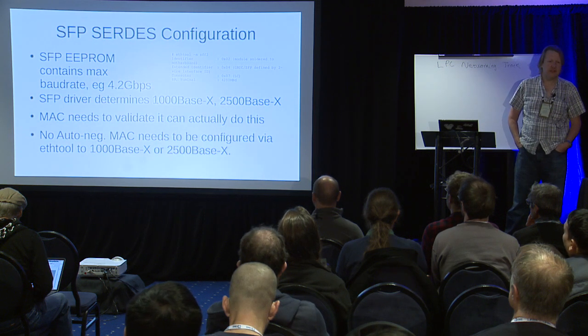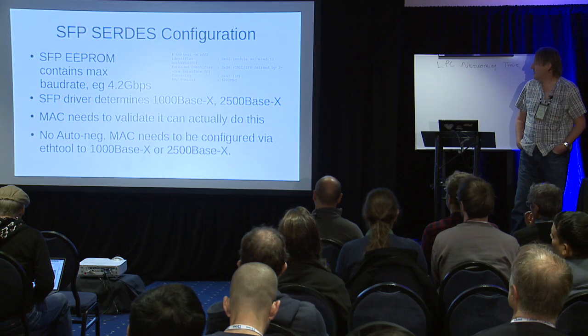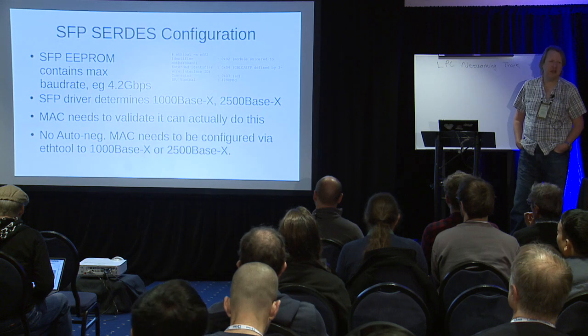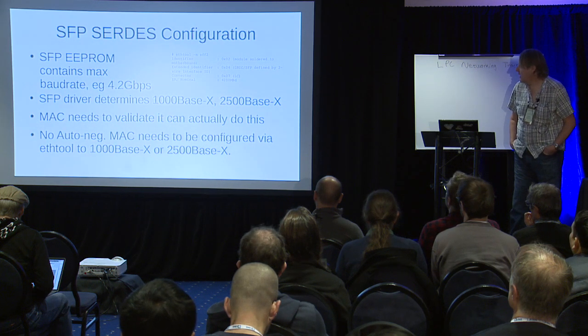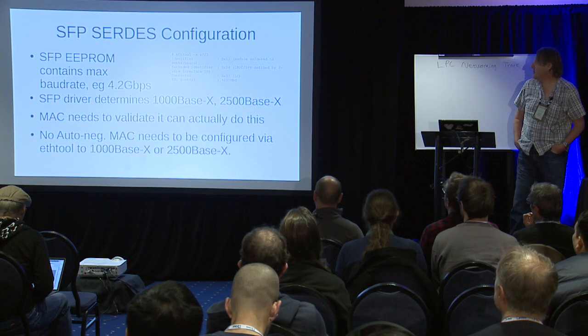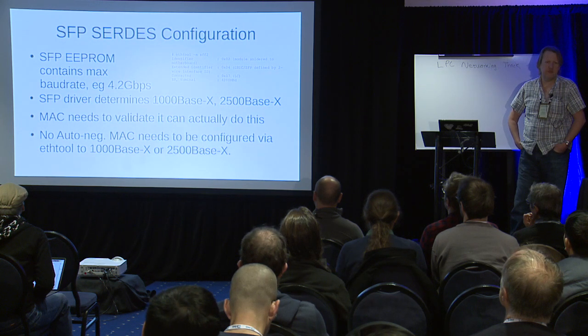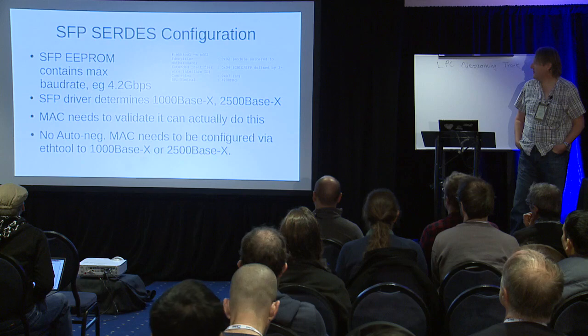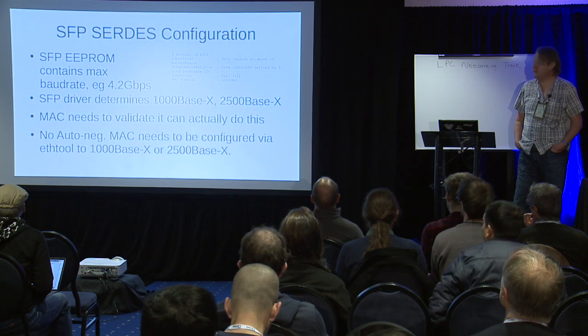You've also got to try and configure these things, in that, again, there's no auto neg. The SFP will tell you a bit about itself in its EEPROM. What baud rate does it support? In this case, a little example in the corner, 4.2, that's a fibre channel SFP. But you can also use it for networking. That's sufficient to be able to do 1000BASE-X and 2500BASE-X, which gets confusing.